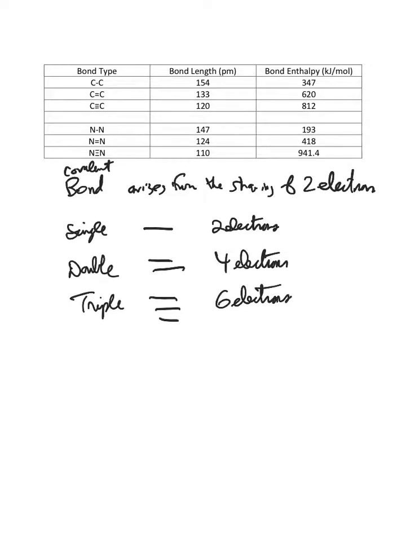We can talk about the bond length of each of these, or really an average bond length. And the bond length is defined as the distance between the nuclei of 2 covalently bonded atoms in the molecule.